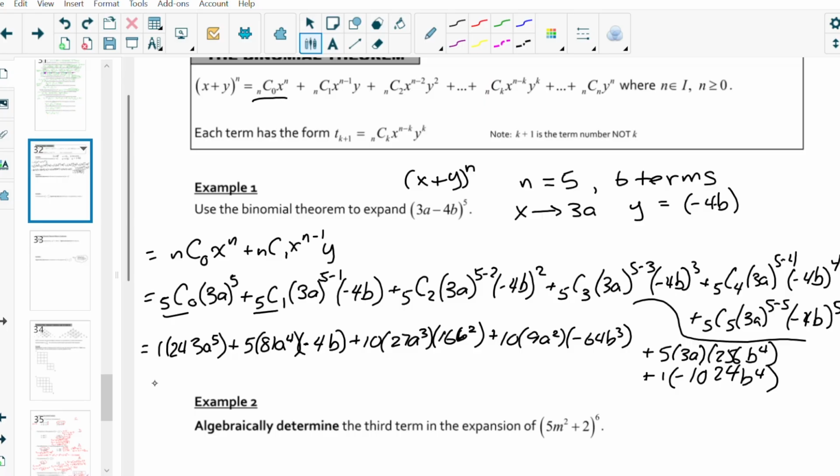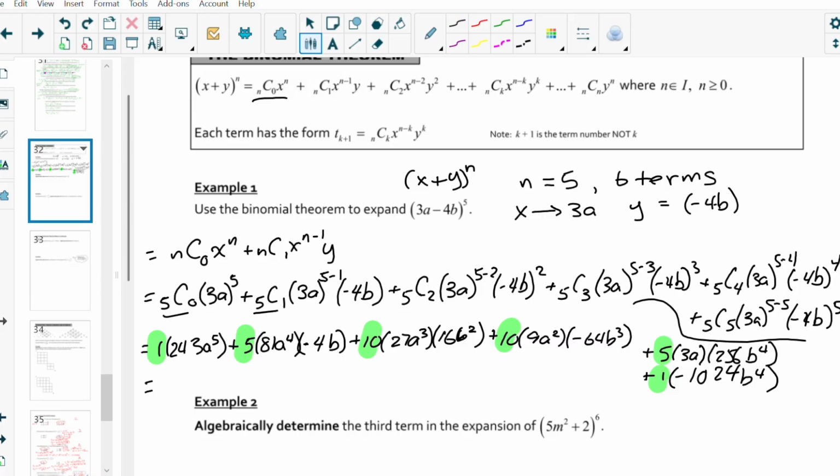Okay, let's clean all of that up. So you notice here, I'm just going to pause and show you real quick. Coefficients, right? Pascal's triangle. 1, 5, 10, 10, 5, 1. If you check the 6th row of Pascal's triangle, you'll see that those are the coefficients indeed. Okay, let's continue.